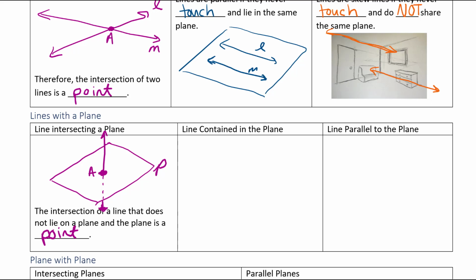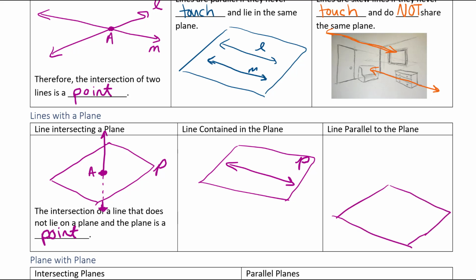Okay, a line could be totally contained in the plane. So let's say you have plane P here, and your line lies completely inside the plane. Or you could have a plane P and a line being parallel to that plane above it, never going to touch it. It's not going to come down and intersect it like the first example, but it's parallel to it, and it's above it or below, and those are the three ways that a line could interact with a plane.